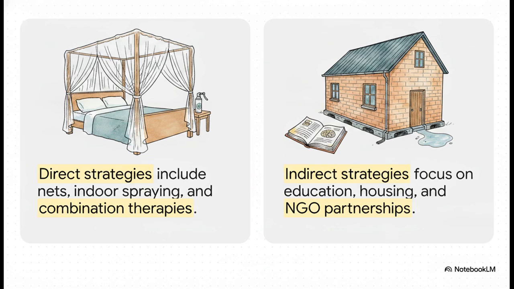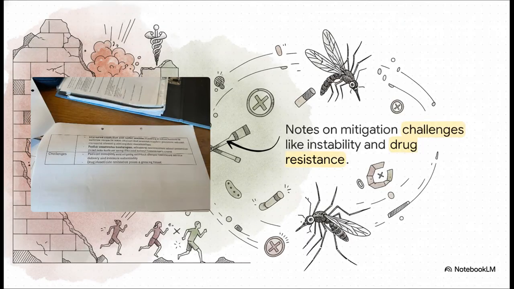We're talking over 20 million insecticide-treated nets distributed, indoor residual spraying, rapid diagnostic tests, and artemisinin-based therapies. Indirect strategies, however, focus on long-term socioeconomic improvements to reduce overall vulnerability. Things like health education, improving housing and sanitation to remove stagnant water, building climate-based early warning systems, and forming global NGO partnerships. But as we know, mitigation is never that simple.